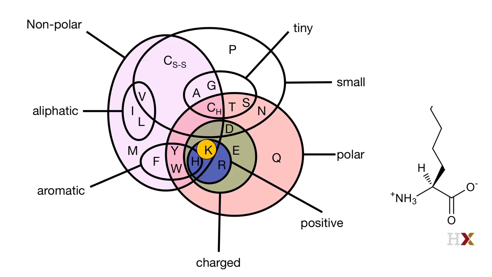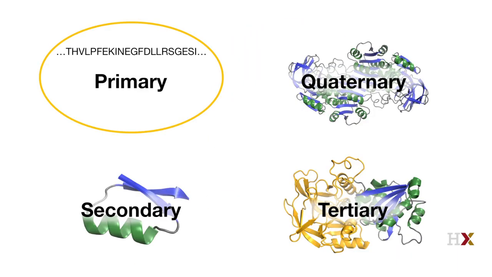Now, aside from the charged amino group at the end of its side chain, the rest of the side chain is aliphatic or nonpolar. So that means that lysine can sometimes act as nonpolar in certain situations. So the sequence of amino acids that make up a protein is called its primary structure. And there are 4 levels of structure that make up the full 3-dimensional structure of proteins.